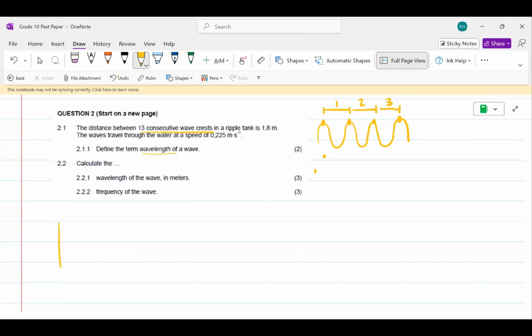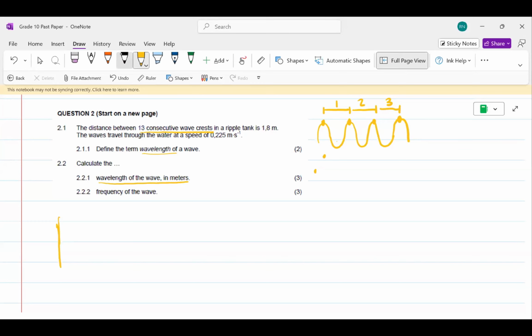We know this is just a definition. We would say that this is the distance between 2 consecutive or successive points that are in phase. I'm not going to write that out because we know that's just a definition that we need to remember. But the second question says, calculate the wavelength of the wave in meters.